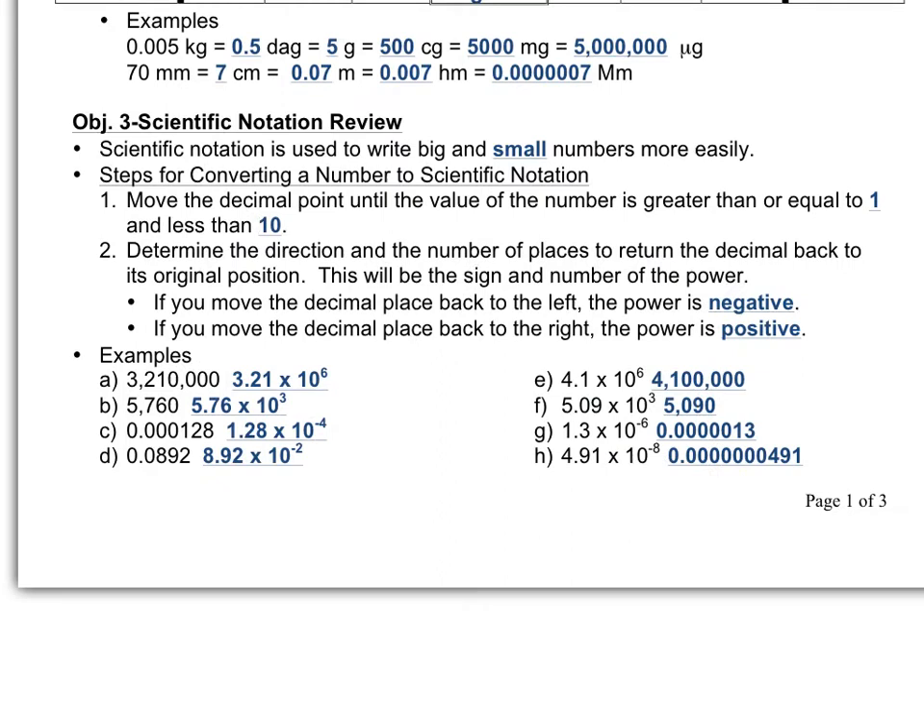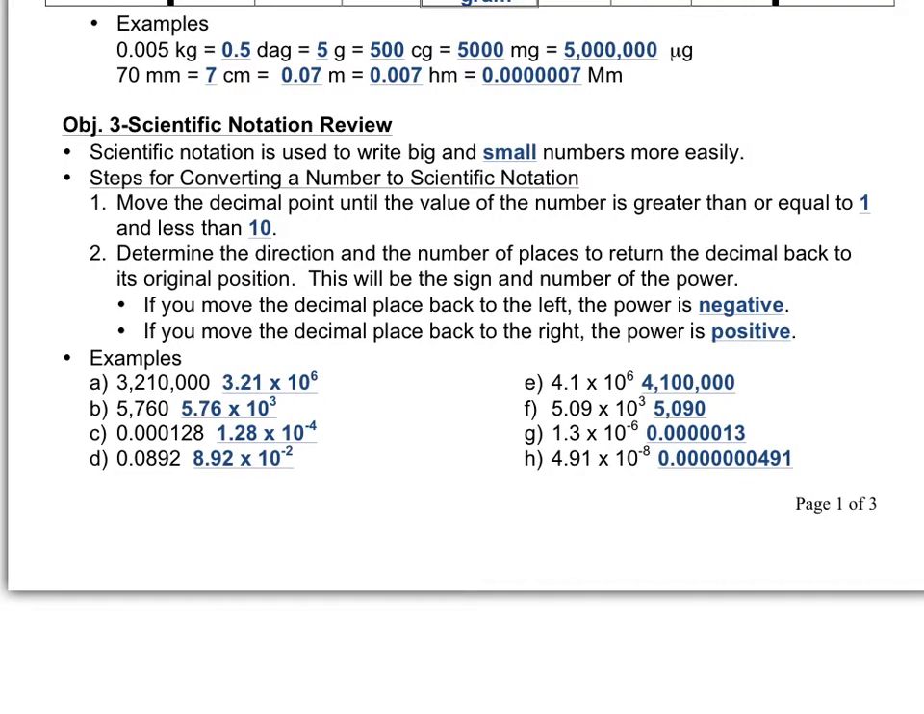We'll use scientific notation quite a bit throughout the year. We have a chapter on circular motion, and that deals a lot with planetary motion. So we'll have huge numbers. Instead of writing out all the zeros, we're going to use scientific notation. So this is a quick review on scientific notation. It's a way to write big and small numbers more easily without having all the zeros on there.